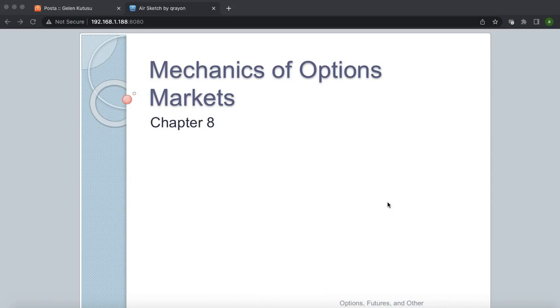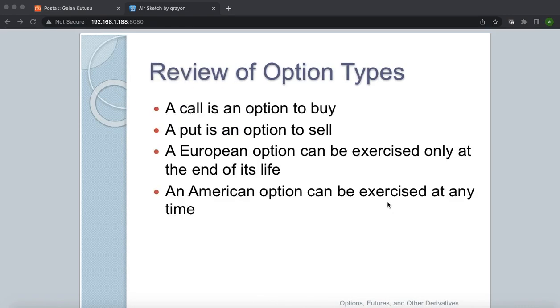Okay, hello everyone. In this video we will talk about the mechanics of option markets, and we will start first by a brief description of different terminology here for the option types.